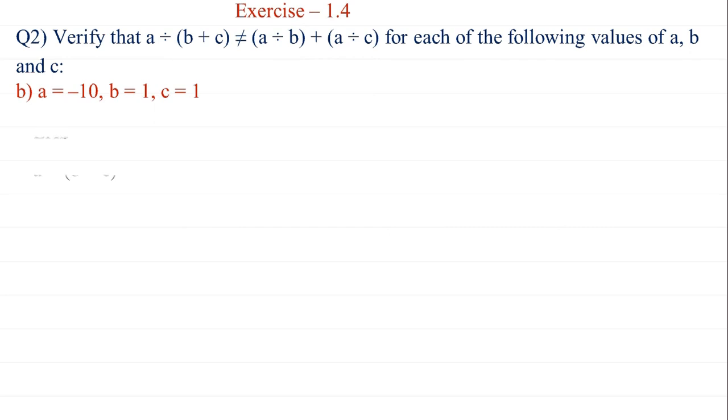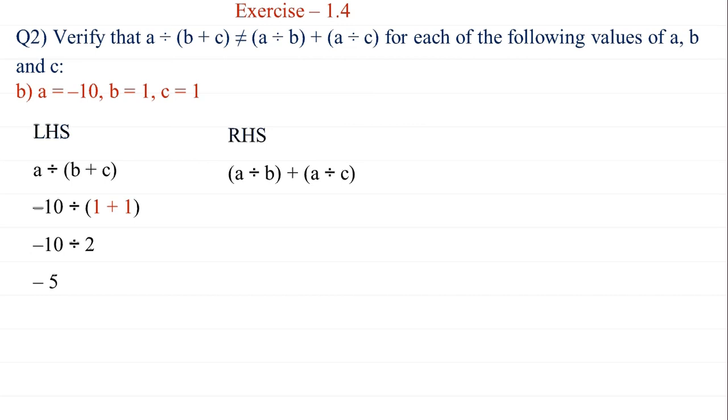So we'll solve the left hand side first. Substitute the values of a, b and c. Now we'll solve the bracket. 1 plus 1 is 2, and 10 divided by 2 is 5, and the minus sign is there, so we'll just write -5. In the same manner we'll solve the right hand side expression.